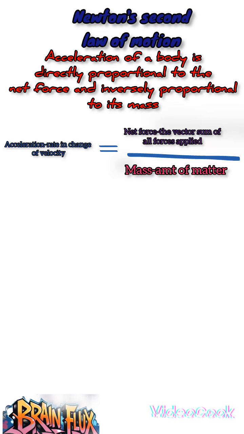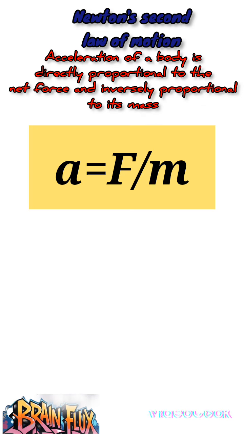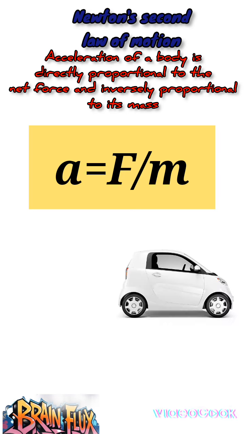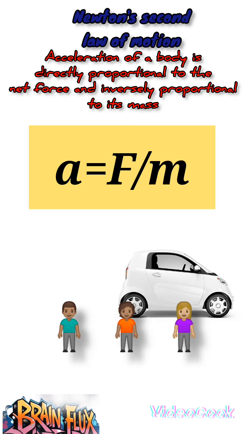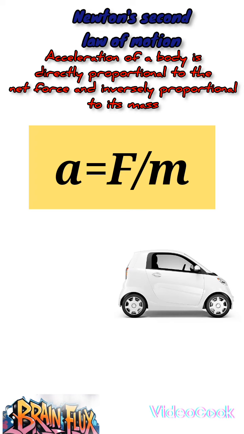Now, let's look at Newton's second law of motion as an equation, or its formula. This is going to be a equals F over m, showing that acceleration is proportional to force and inversely proportional to mass. This shows that if your small car breaks down and more people push it, then the acceleration will be greater because there is more force applied.